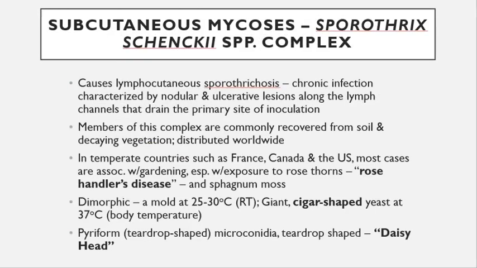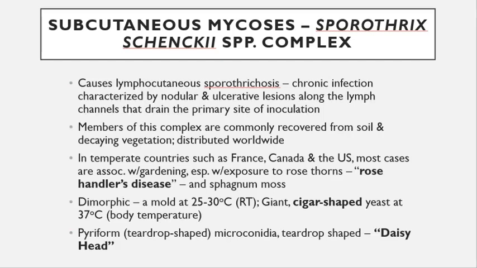Another species that can cause subcutaneous mycosis is Sporothrix schenckii. It causes lymphocutaneous sporotrichosis, which is a chronic infection characterized by nodular and ulcerative lesions along the lymph channels that drain primarily at the site of inoculation.